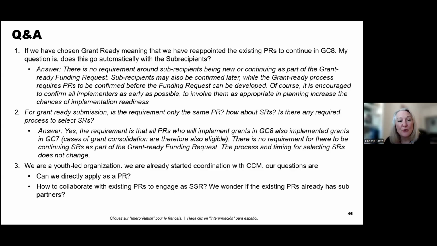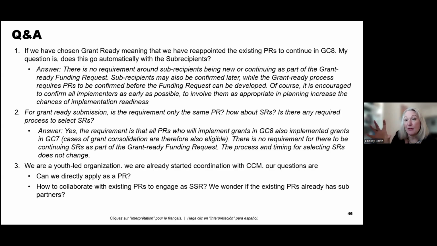Question 2, for grant ready submission, is the requirement only the same PR? How about SRs? Is there a required process to select SRs? Well, we've somewhat already discussed this in the first question. So the requirement is that all principal recipients who will implement grants in Grant Cycle 8 for that component also implemented grants in Grant Cycle 7.